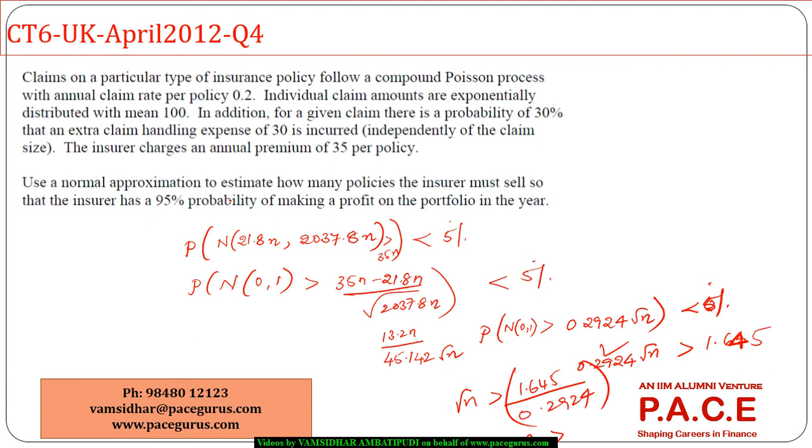So it's a straightforward question, trying to compute the number of policies required based on the distribution that we are seeing above. Alright.